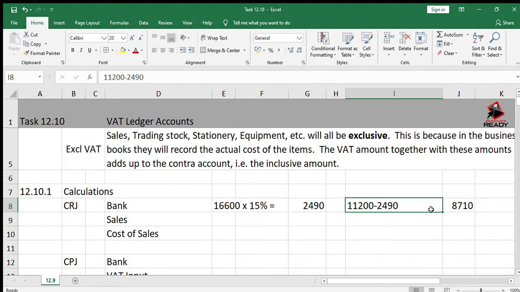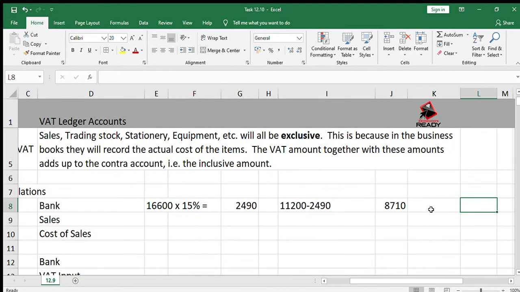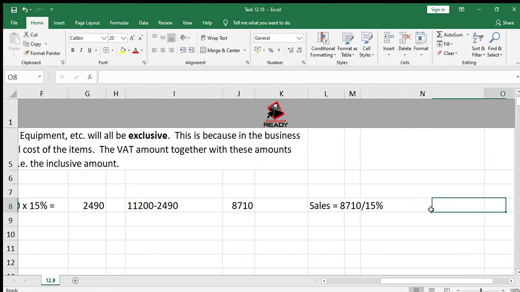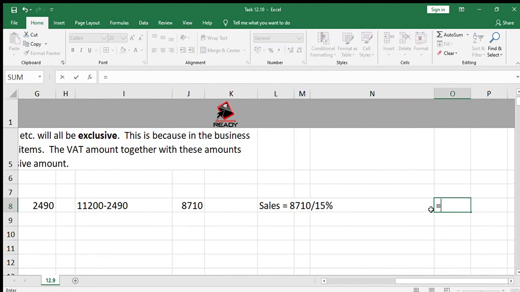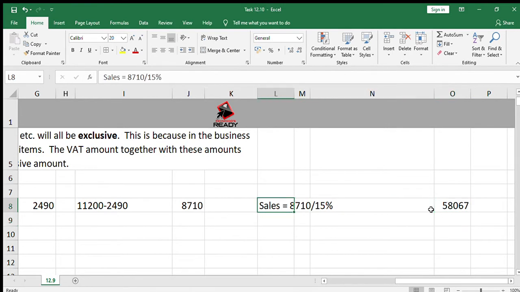Okay, so by calculating the amount of VAT for the fee income and then subtracting it from the VAT output, I now have the VAT portion which was allocated to sales. Now the sales amount excludes VAT. So remember that some figure was taken and multiplied by 15% to arrive at 8,710. So to get the sales amount now, I'm going to say 8,710 divided by 15%. I'm just going to do that calculation. 8,710 divided by 15%. So 58,067 is your sales amount.